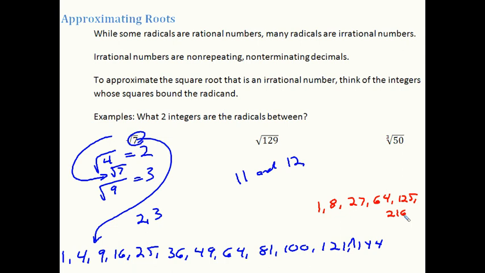Looking at these, we see that the cubed root of 50 falls between 27 and 64. 27 is 3 cubed and 64 is 4 cubed, so we know that the cubed root of 50 is somewhere between 3 and 4.